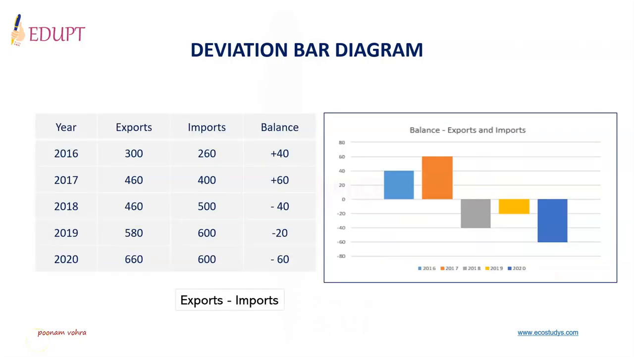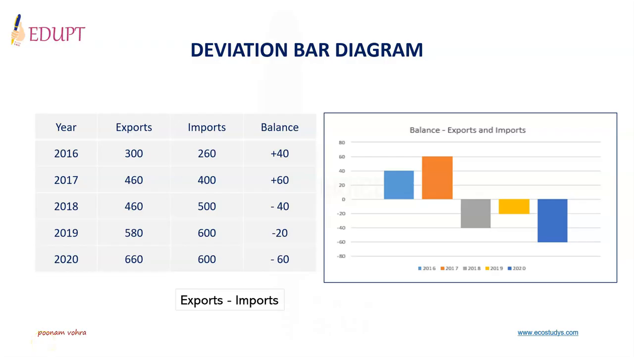Deviation bar diagram. These diagrams represent two different attributes of data. These have both positive and negative aspects. Positive values are shown above the baseline and negative values are shown below the baseline. These diagrams are generally used when only net changes in the data needs to be presented, like net exports, net imports, net profit, and so on.